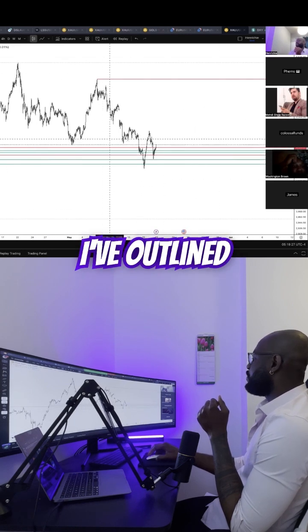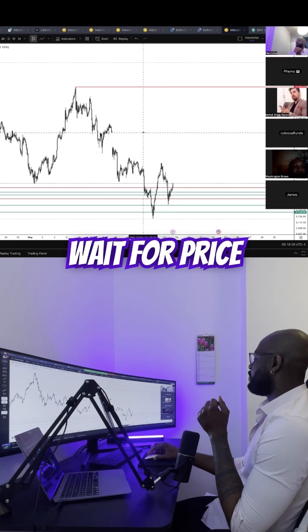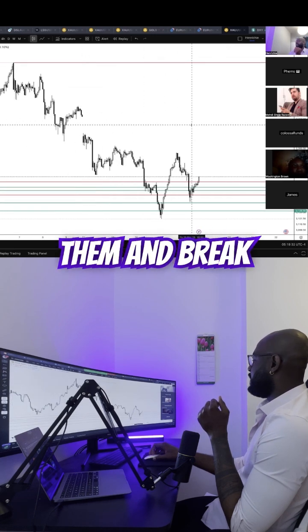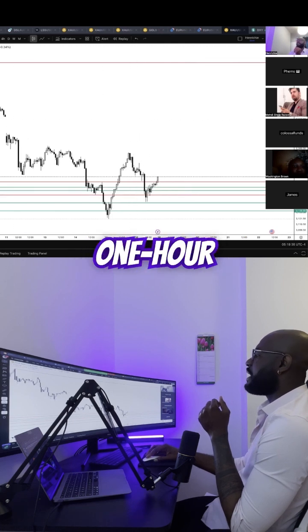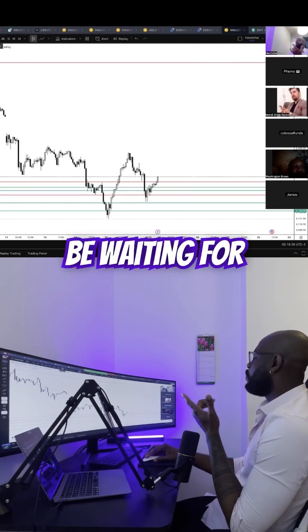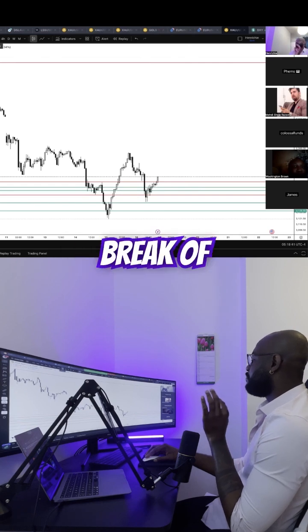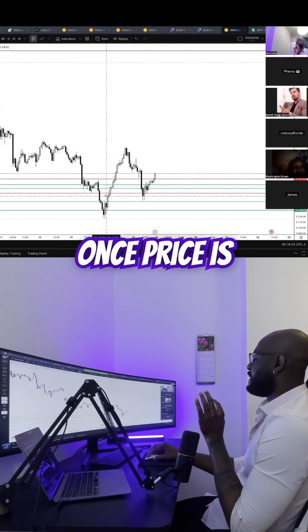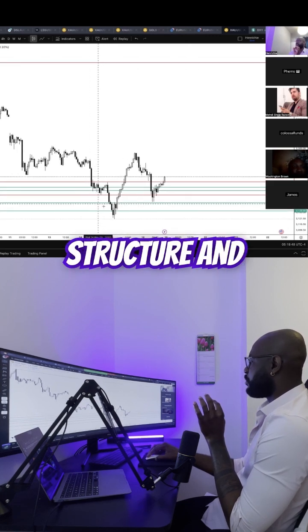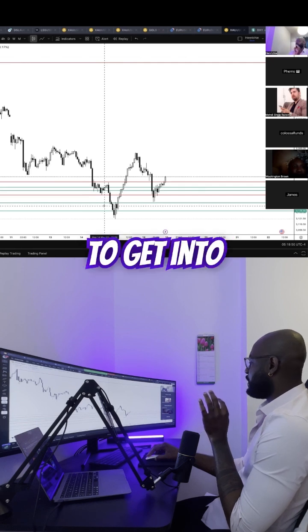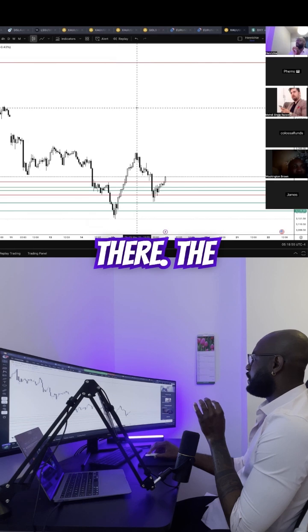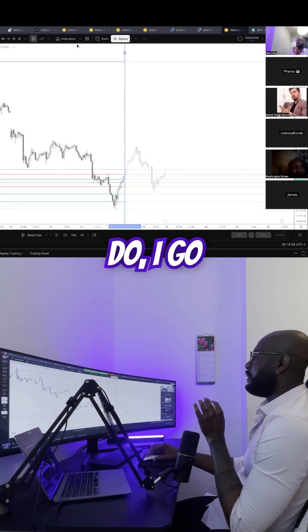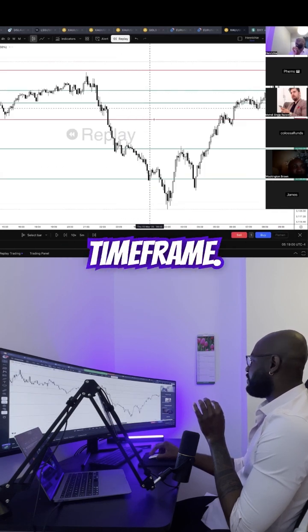The moment I've outlined those key levels, I now wait for price to mitigate them and break structure on the smaller time frame. Because I'm using a 1-hour fair value gap, I'm going to be waiting for a 5 minutes break of structure once price is down here. Once price is down here, I'll be looking for a 5 minutes break of structure and I'll use that to get into the market. As you can see, price came down in there. The next thing I do, I go straight down to the 5 minutes time frame.